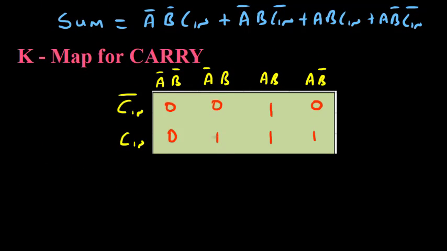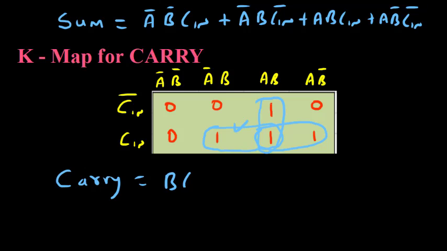Okay. Next we write the equation for the carry. Now in case of carry we see there are 3 pairs actually. This is one pair, this is another pair and this is the third pair. So we have 3 pairs, and each reduces, eliminating one variable. So carry is, for this particular pair, B Cin, or the equation of this particular one is AB, and this last pair is A Cin.